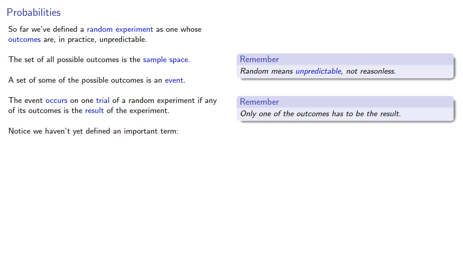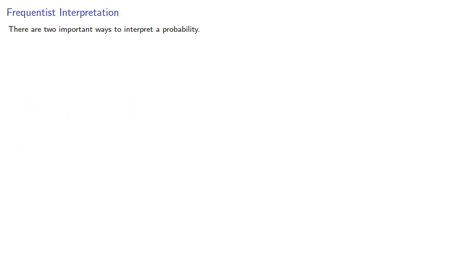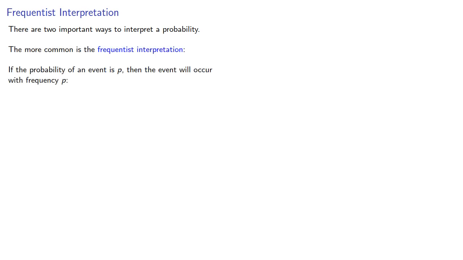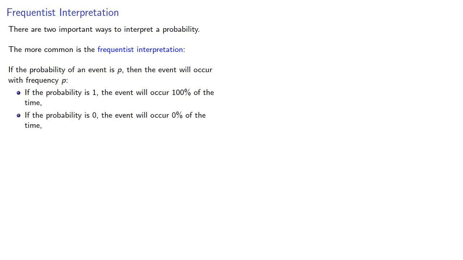Notice that we haven't yet defined an important term. What is probability? Now, there's actually two important ways to interpret a probability. The more common is known as the frequentist interpretation. If the probability of an event is p, then the event will occur with frequency p. If the probability is 1, the event will occur 100% of the time. Meanwhile, if the probability is 0, the event will occur 0% of the time. Otherwise, the event will occur some intermediate fraction of the time.